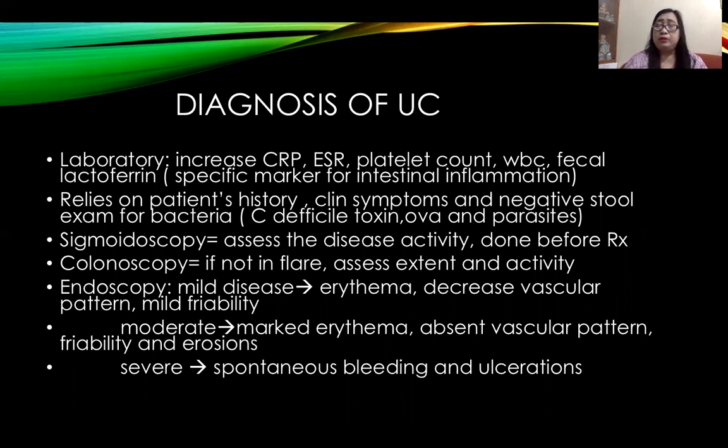So you may do sigmoidoscopy to assess the disease activity. This is done before your treatment. If it is not in flare, you may do colonoscopy to assess the extent and the activity of the illness. By colonoscopy and endoscopy, you may see mild disease. You may see erythema, decrease in the vascular pattern, and mild friability of the mucosa. Okay, so spontaneous bleeding and ulcerations are only observed in severe cases.